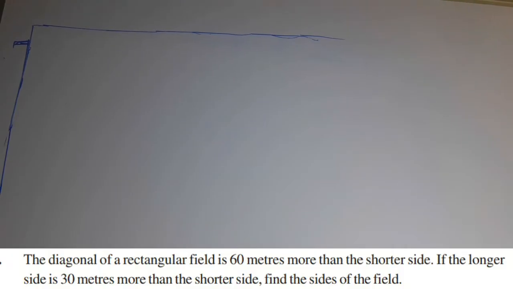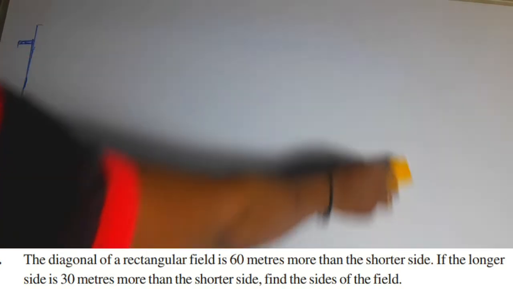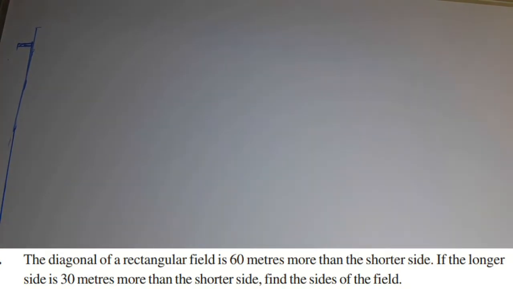Hi my dear friends, in this video we are going to learn quadratic equations exercise number 3 question number 6. So here is a very interesting question. The diagonal of a rectangular field is 60 meters more than its shortest side. If the longer side is 30 meters more than the shorter side, find the sides of the field.